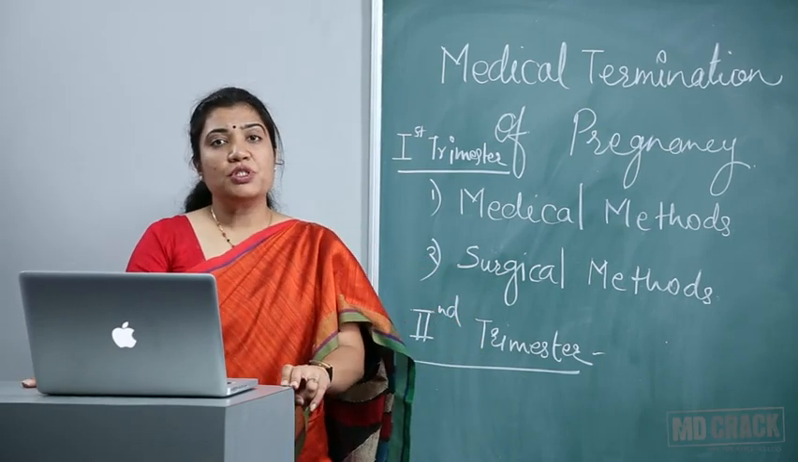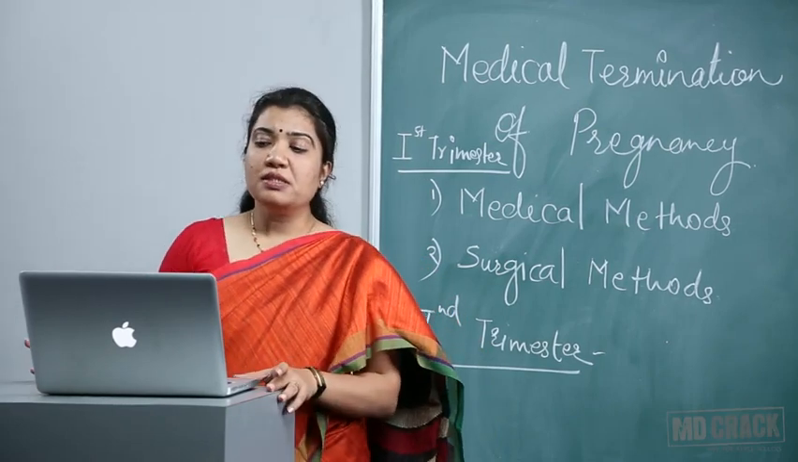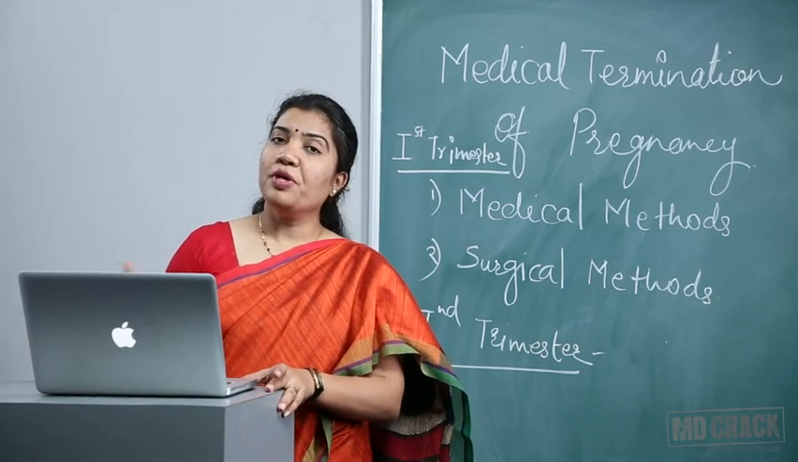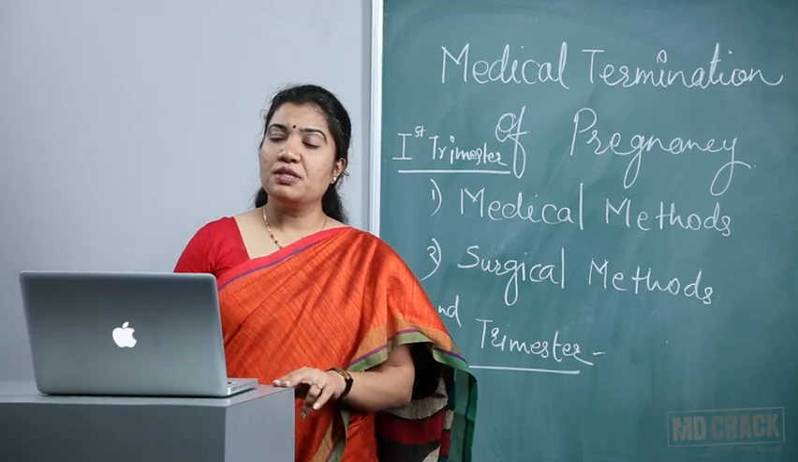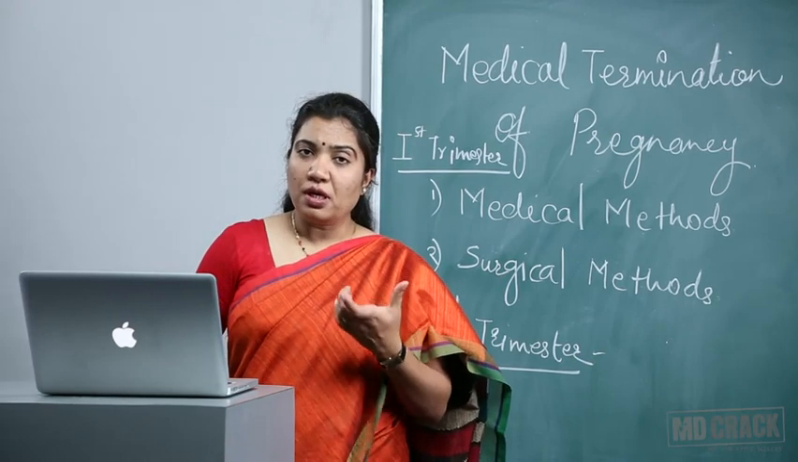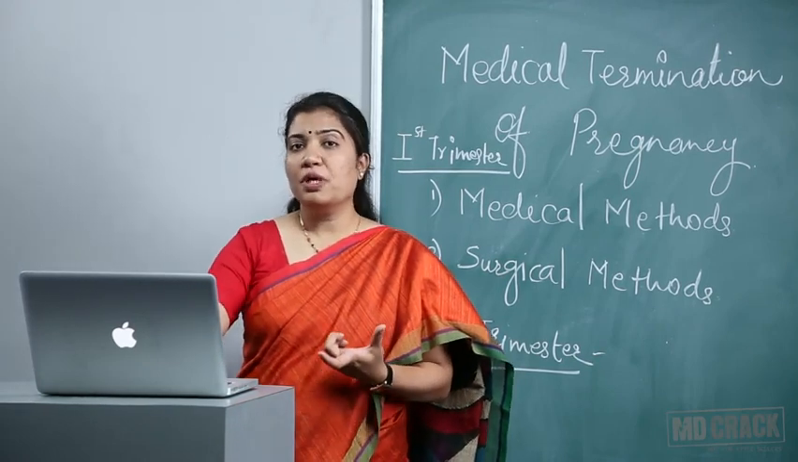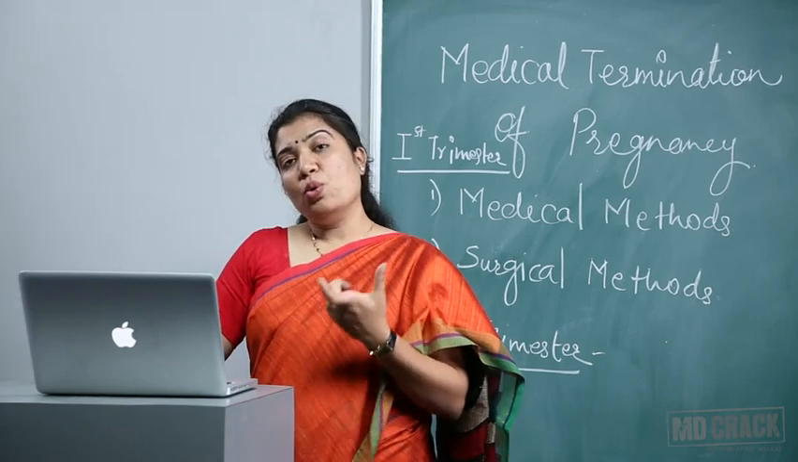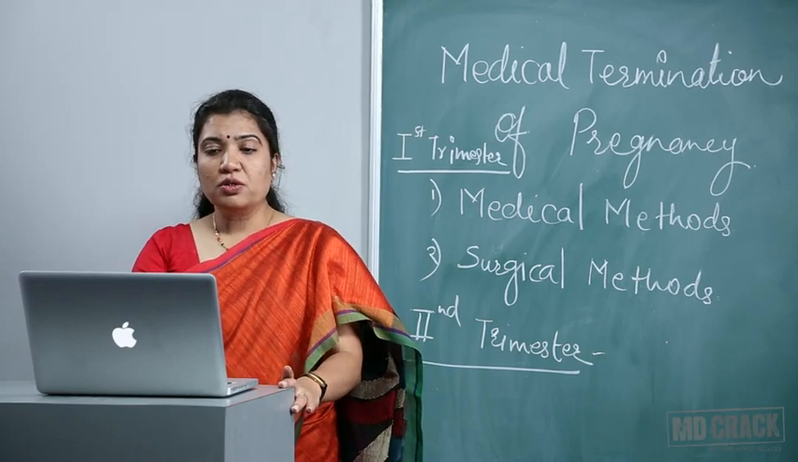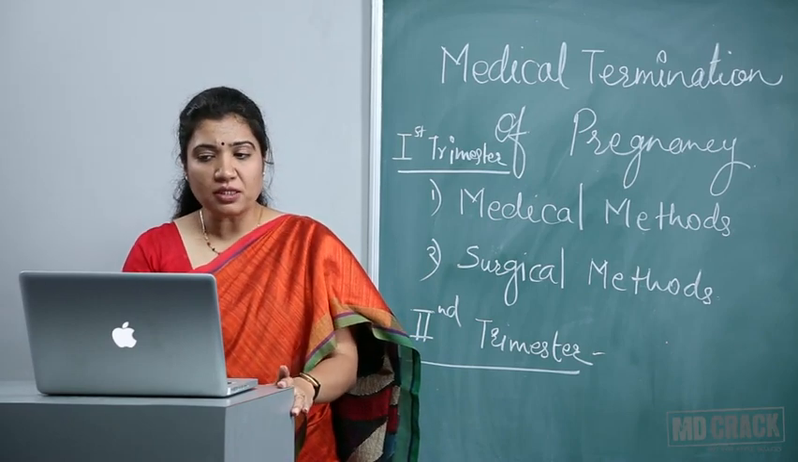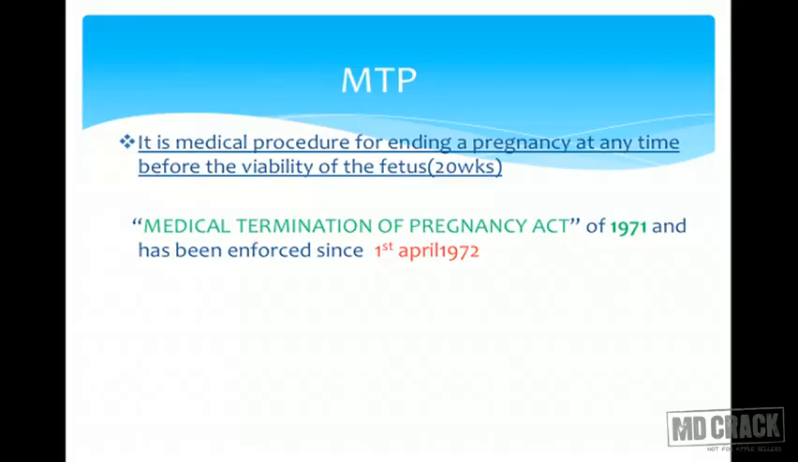It is a medical procedure for ending a pregnancy at any time before the period of viability. Now the period of viability by Indian law is considered as 20 weeks. So in our country we are allowed to do termination of pregnancy only till 20 weeks. This is by the Medical Termination of Pregnancy Act, which was formed in 1971 and has been enforced since 1st April of 1972.